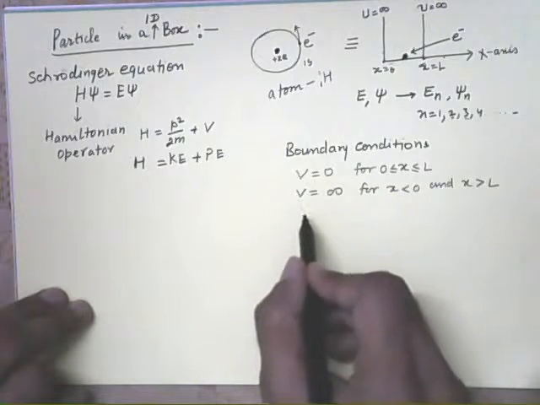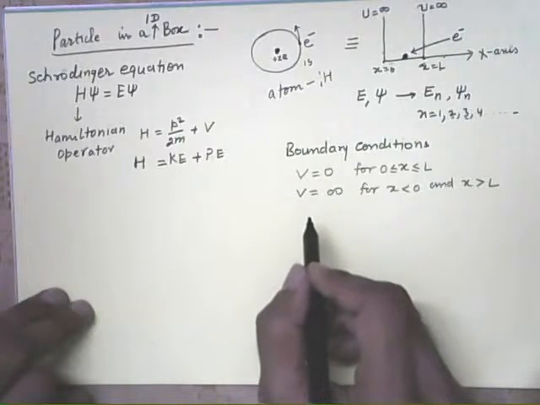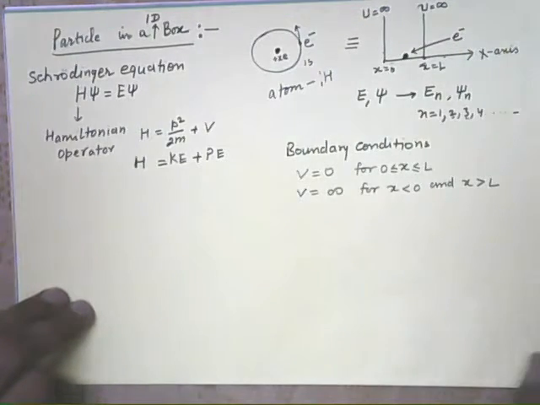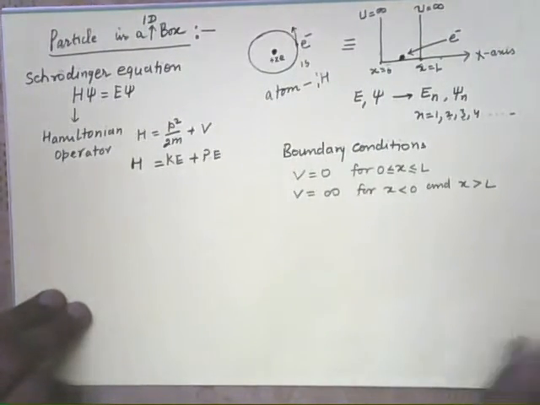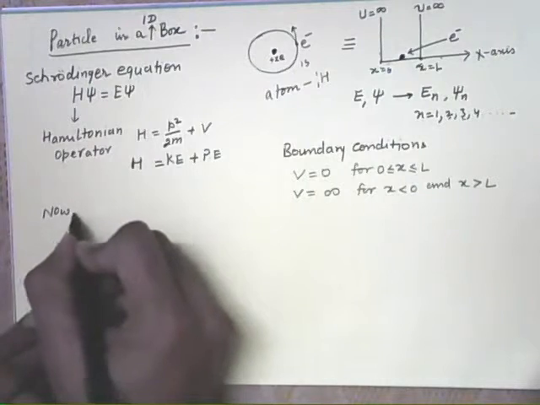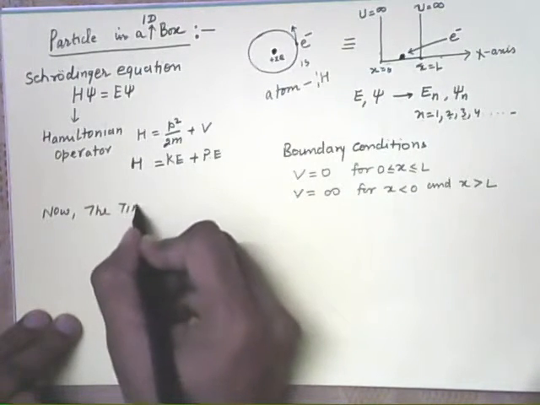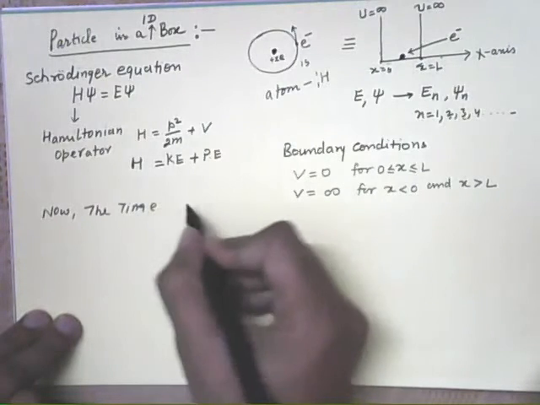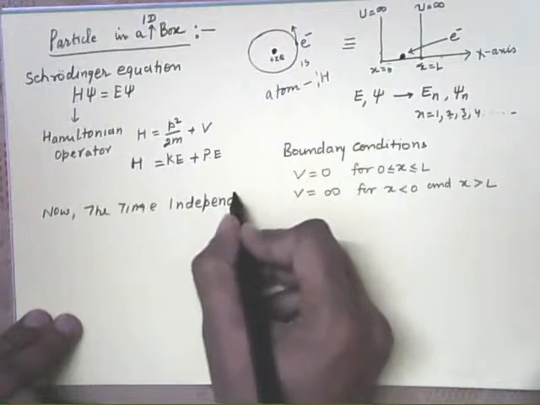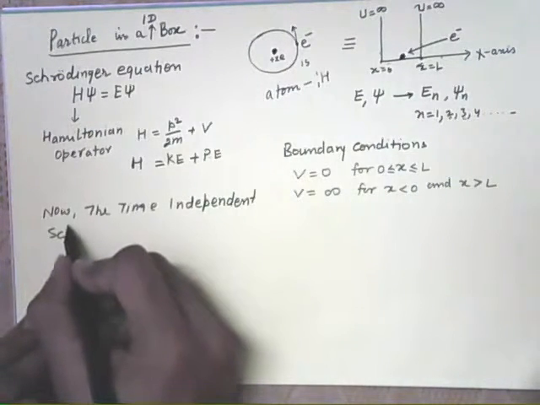So now we have to use this boundary condition in the Schrödinger wave equation, the time independent Schrödinger equation.